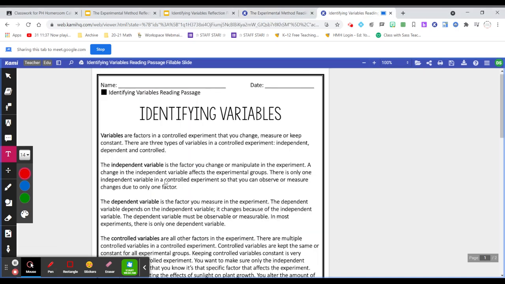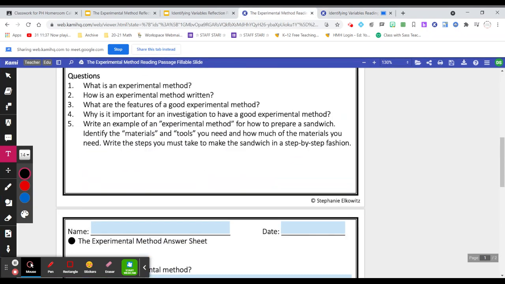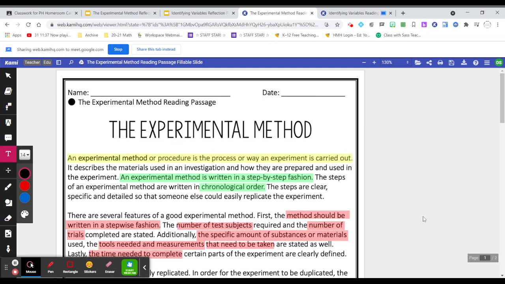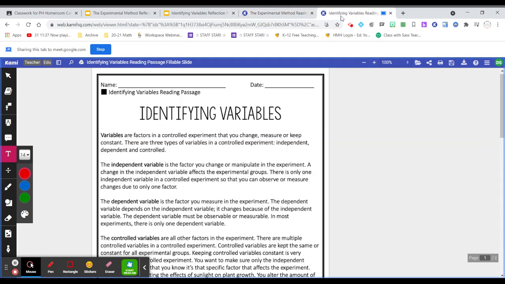What we're going to do now is we're going to go over the second half. So we just finished up the experimental method, right? That's the process or way an experiment is carried out. And that's kind of like what we're going to write as our science log. So that's going to be what you guys write at the end after you have conducted your experiment.